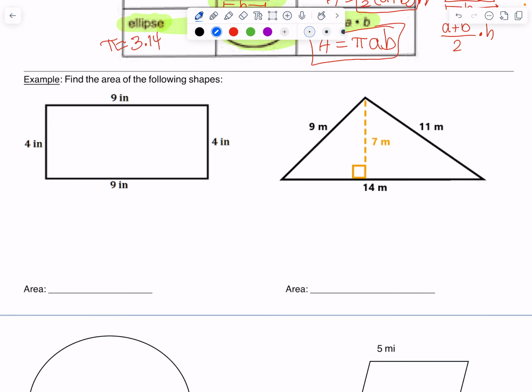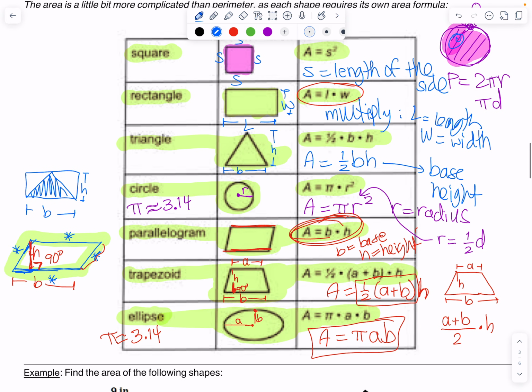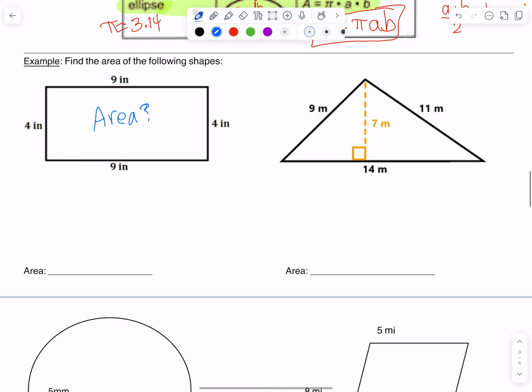I'll just go ahead and start with this top left one here. Find the area. I want to find the area of this rectangle. If this is on my exam or on my homework, I'll go back to my formulas that should be there. Looking at the second one down, it's A equals L times W. That's the first thing I'm going to do. Even if I don't know what I'm doing, at least I know which formula to use.